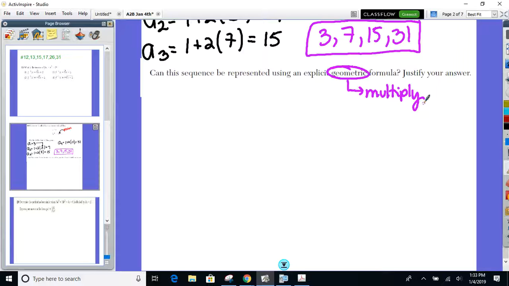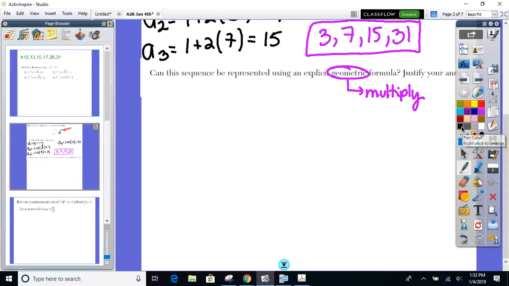So here's what it's asking. Is this sequence 3, 7, 15, 31 geometric? Are you multiplying by the same number to get to the next one? And a lot of you are shaking your head no, because you can't think of a whole number that you can multiply by, but you never know. There might be a decimal or a fraction that you can multiply by.